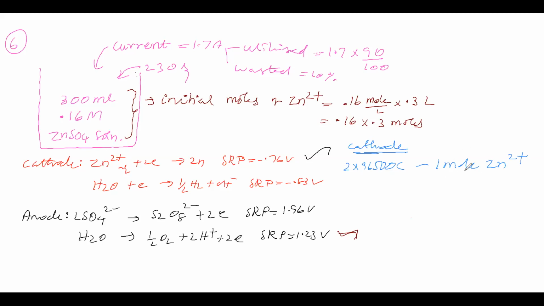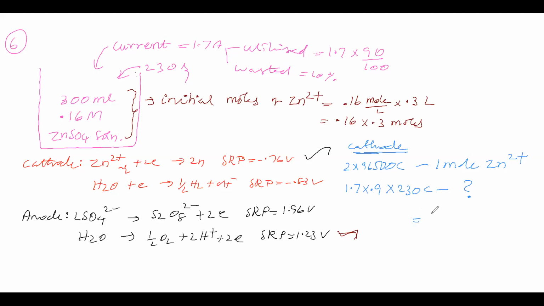How much current is utilized here? 1.7 into 90 percent of the current is utilized, for how much time? For 230 seconds. If you multiply ampere into second, we will get coulomb. Now, how many moles of Zn2+ undergo cathodic reduction? That point we will get.